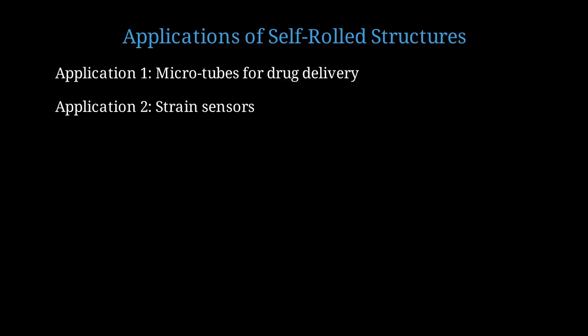This isn't just a curiosity. Self-rolled thin films have fascinating applications. Rolled microtubes can be used for drug delivery. The tubes can be loaded with medication, and the rolling process encapsulates the drug. They can be designed to unroll in response to specific conditions. The rolling transition can be used as an ultra-sensitive strain sensor. The onset of rolling is a clear indicator that a critical strain has been reached.